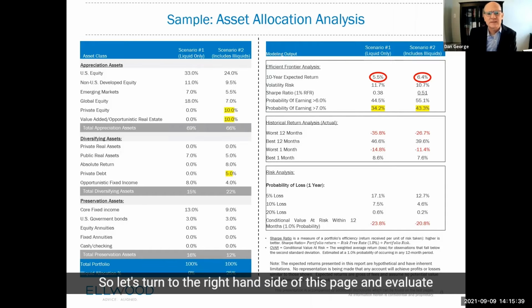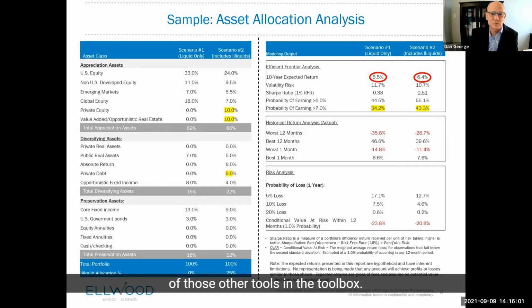So let's turn to the right-hand side of this page and evaluate how this portfolio does in getting us close to our investment objective. We see an expected return, the circled number on the left column of numbers under scenario 1, the right half of the page, of 5.5%. That's pretty far south of a 7% investment objective, which means we would have a big gap to make up with some of those other tools in the toolbox.